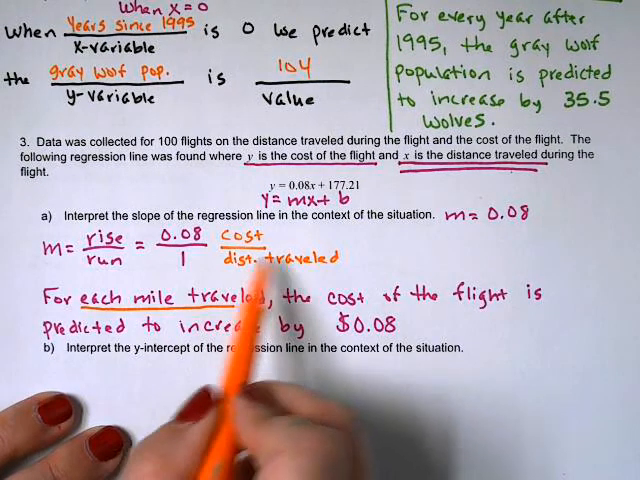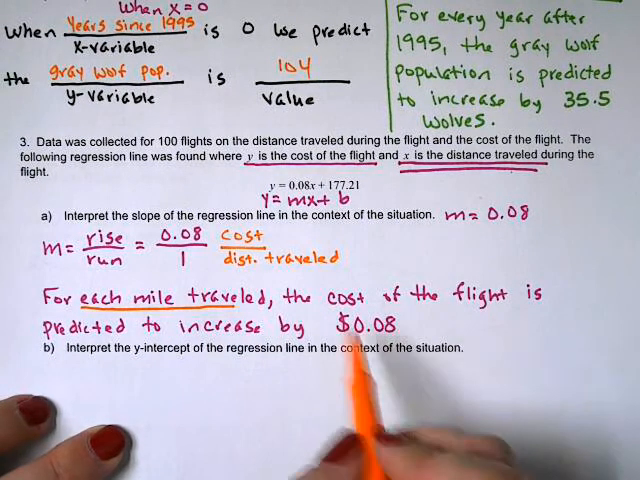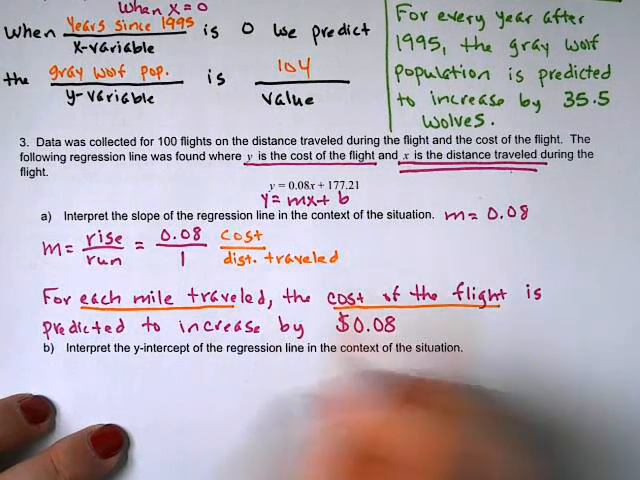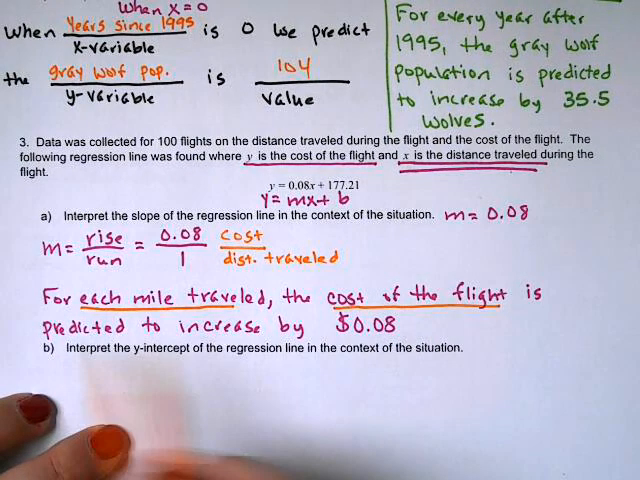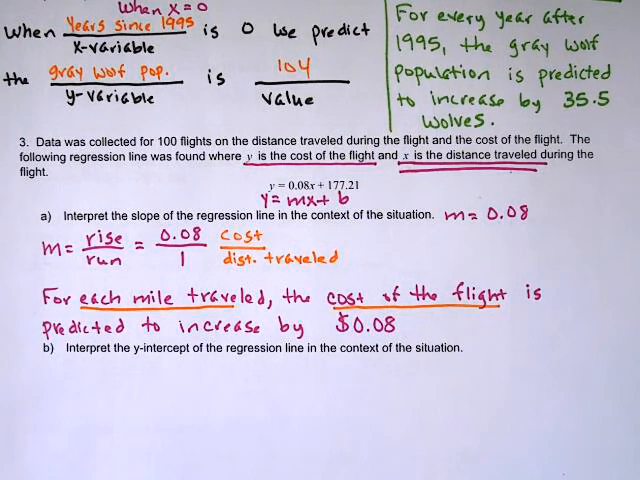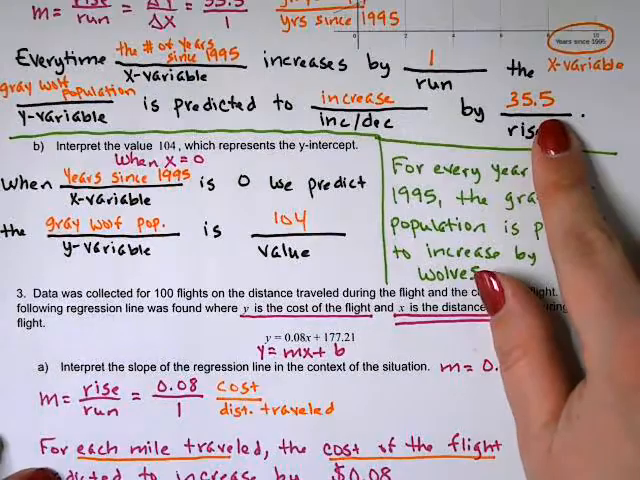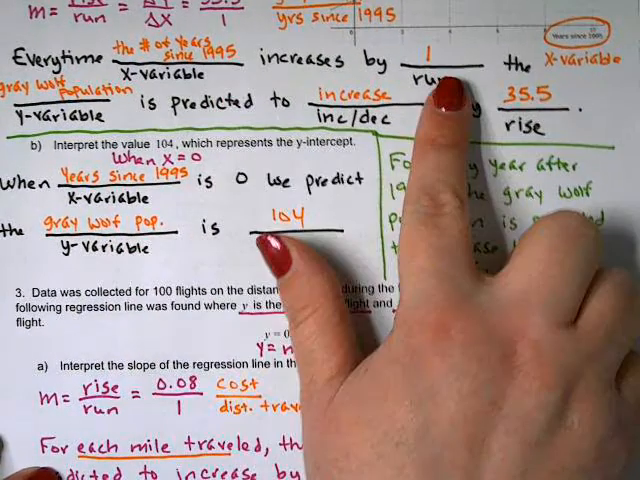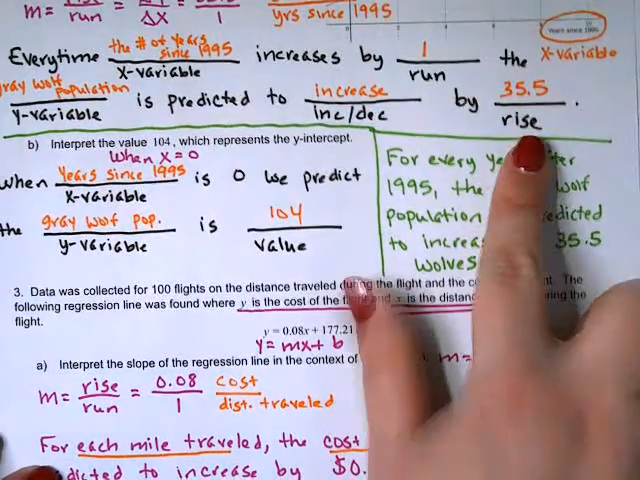All right, so if we look here, each mile traveled ties into the 1 mile traveled, okay? And then the cost of the flight, that's our y variable, is predicted to increase by that actual value. If you want to do the fill in the blank like we did above, that's totally fine. I'm not going to write that part, but you can just copy the exact same fill in the blank we did up here and fill in the correct x variable, run, y variable, and rise. Okay?